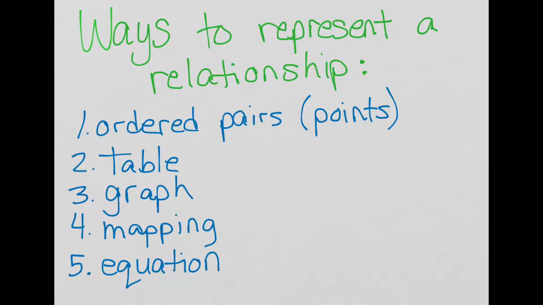So we have a few different ways to represent a relationship. You guys have talked about most of these. You should be familiar with ordered pairs. You've been plotting points for a long time. Sometimes those are functions. You know what a table looks like. Sometimes those are functions. You know what graphs look like. Many times that can represent a function.